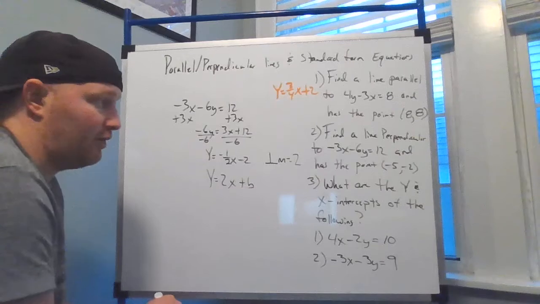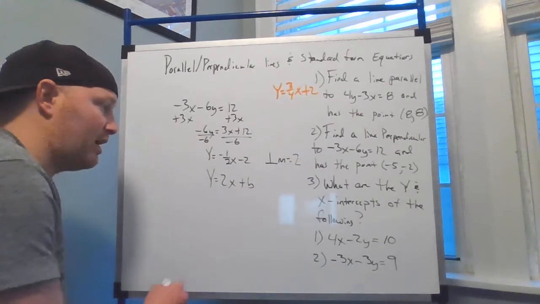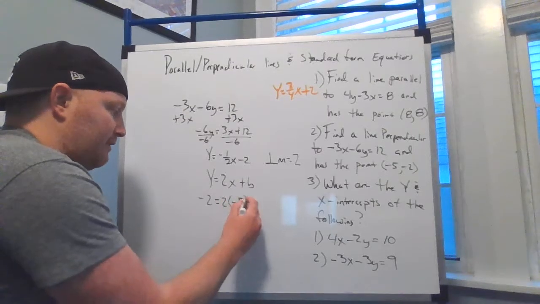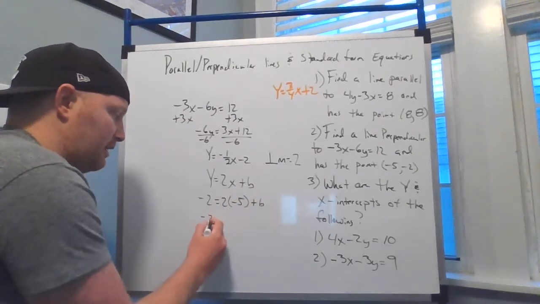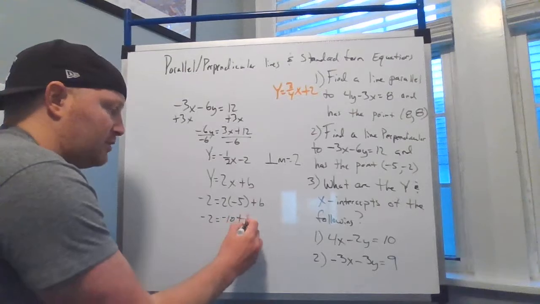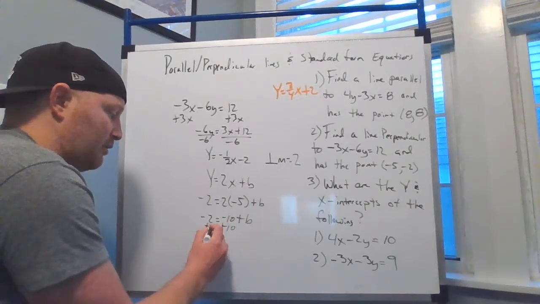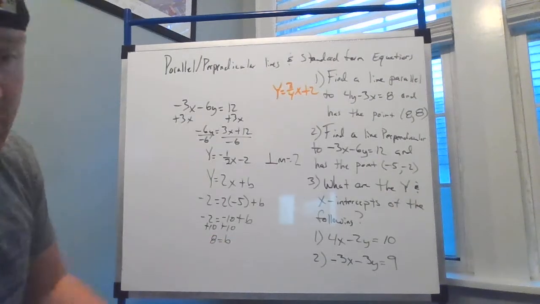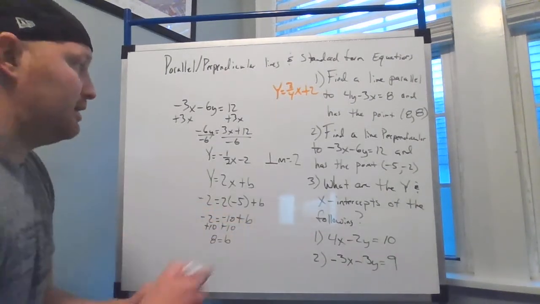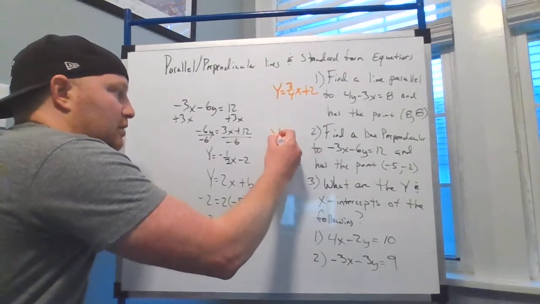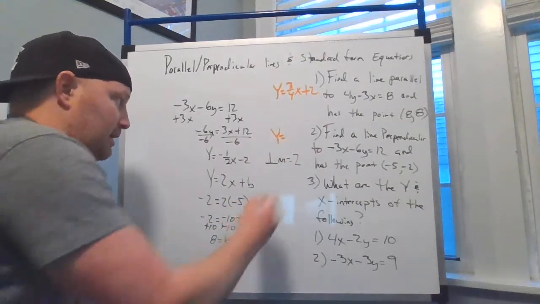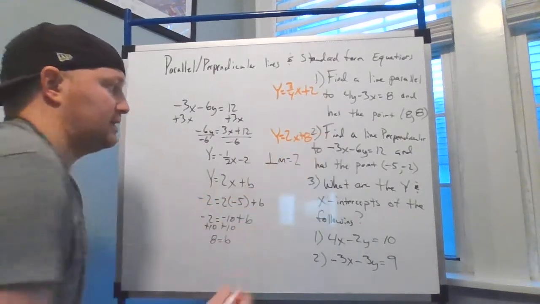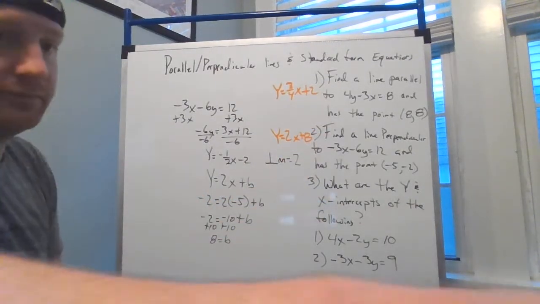Now, just like the question before, replace x and y and solve. Y is negative 2. X is negative 5 plus b. Negative 2 equals negative 10 plus b. And I add 10 to both sides, and I get 8 equals b. So, the answer for that one is y equals 2x plus 8. Okay? There it goes.